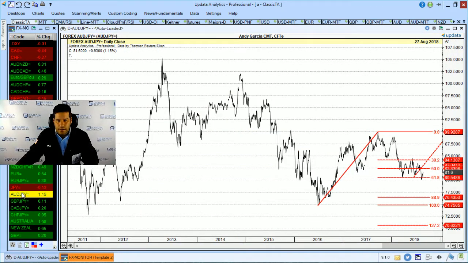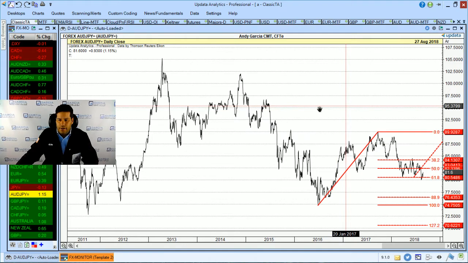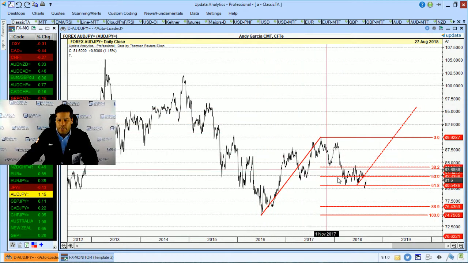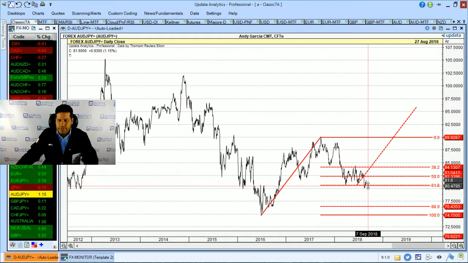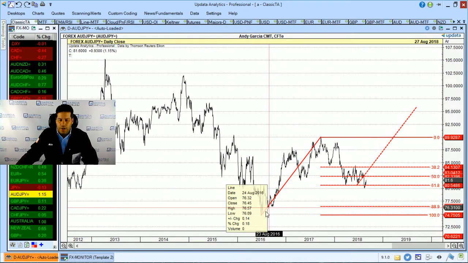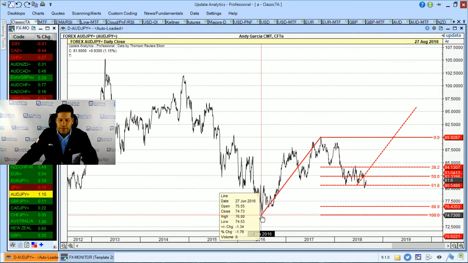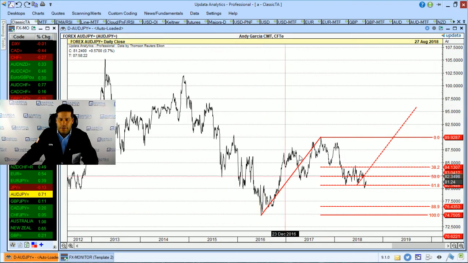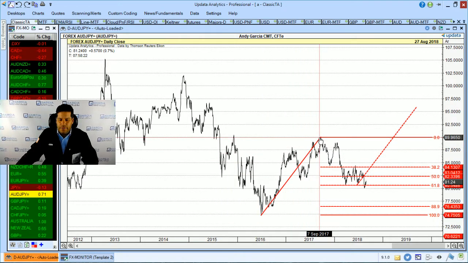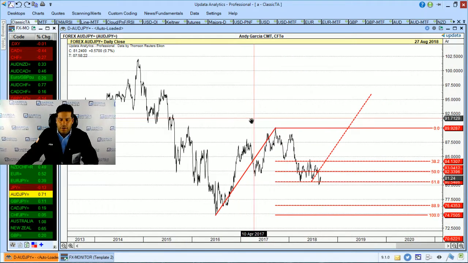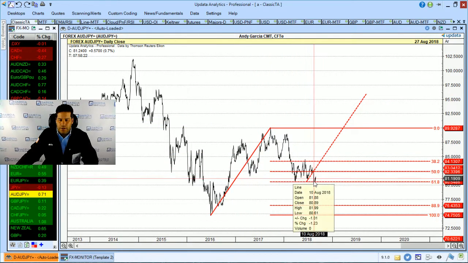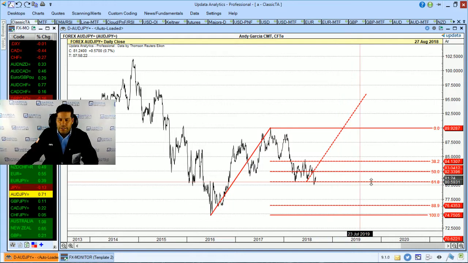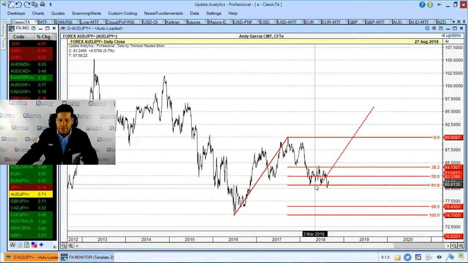Here's the Aussie yen. The Australian yen is holding above the 61.8% retracement level here at 80.54. You can see here, if you measure the low from the 27th of 2016 all the way to the high of September 2017, the Fibonacci level at 80.50 is holding right now. So this is kind of interesting for me.